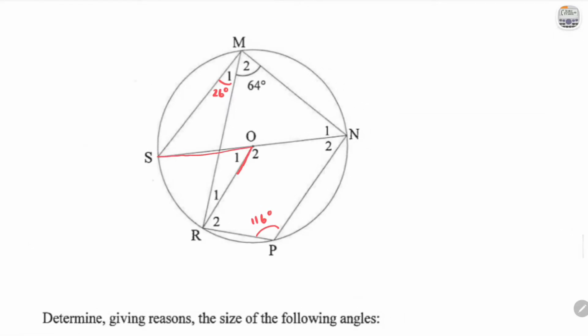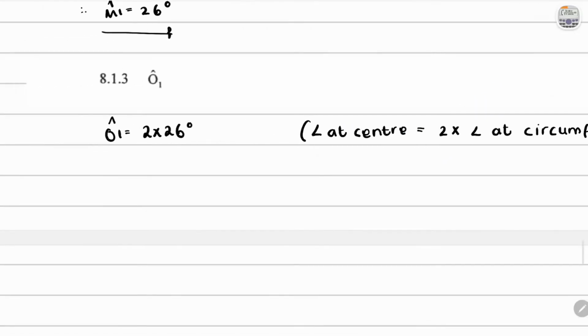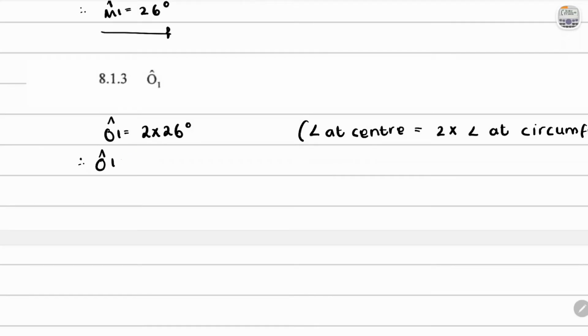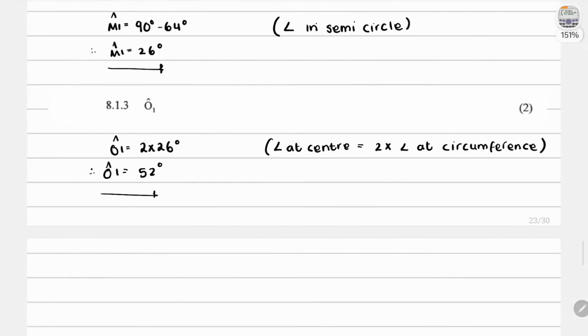So you see how this arc SR is supporting angle O1 at the center, but it's also at the same time supporting angle M1 at the circumference. So the angle at the center is twice the size of the angle at the circumference as long as they are supported by the same chord or arc. So angle O1 is double 26 degrees. So we can tell them that angle O1 will simply be found by saying 2 times 26 degrees. And of course, we'll give them our reason. Okay, there we go. And so therefore, angle O1 is simply equal to 52 degrees. And that is our answer.